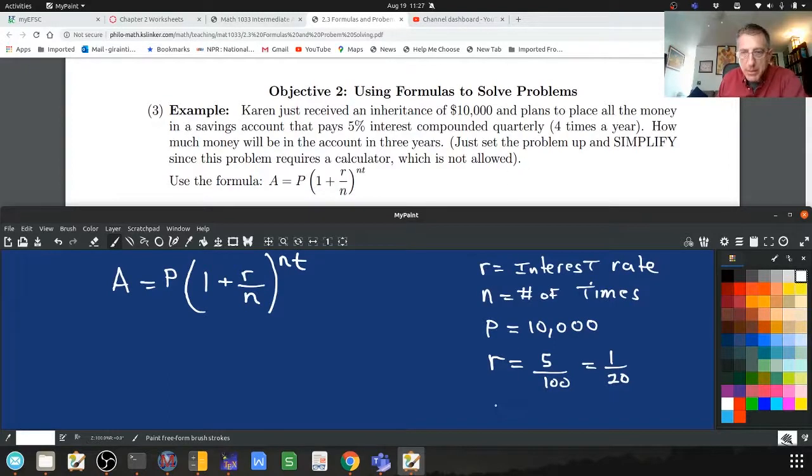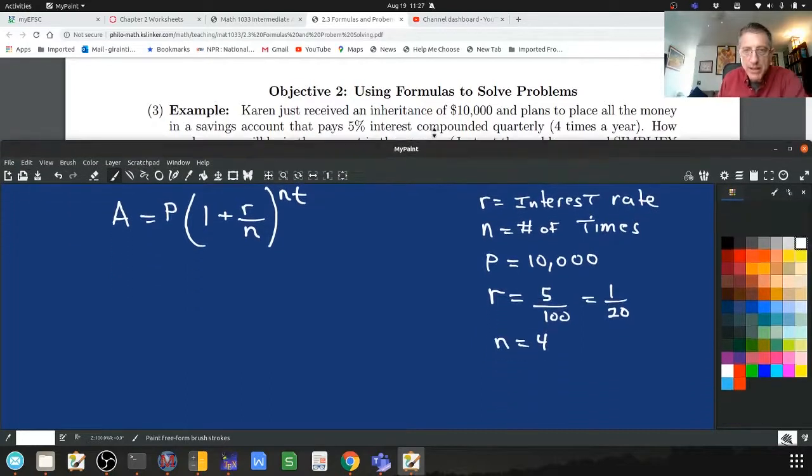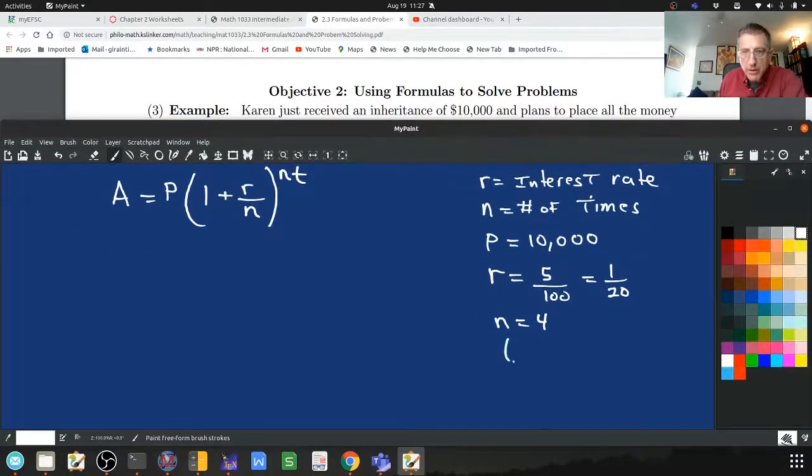And the number of times it's compounded yearly is 4, so that's our n value. And she invested it for a total number of years equal to 3. So all I want you to do is set this up and simplify. The first thing we're going to do is replace the variables with their values. So P is 10,000.